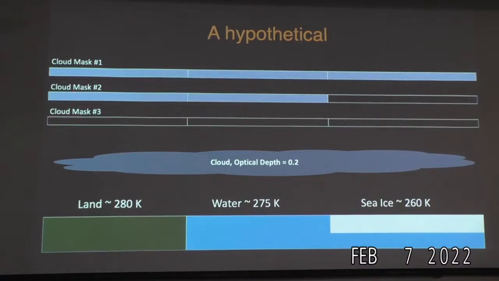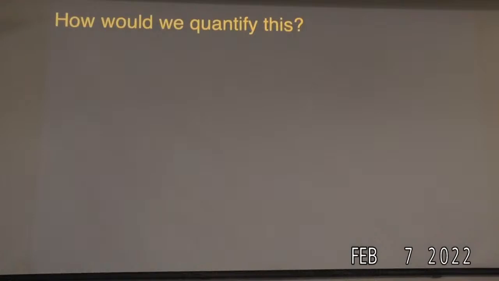For instance, if I'm asking questions about the long-term variability of cloud cover, 10 years from now there might not be sea ice in this region, and it might be replaced with open ocean. So in that case, cloud mask number 2 would measure a change in mean cloud fraction, even if there was no change in cloud fraction at all, purely due to a change in surface type. Cloud mask number 3 would say there's no change in cloud cover here. So, how do we quantify something like this?